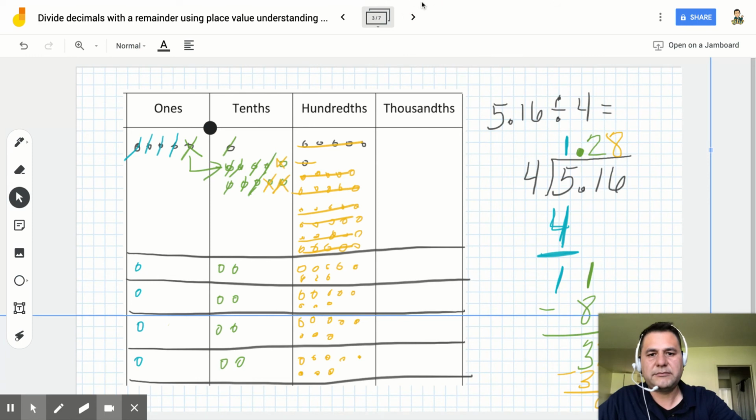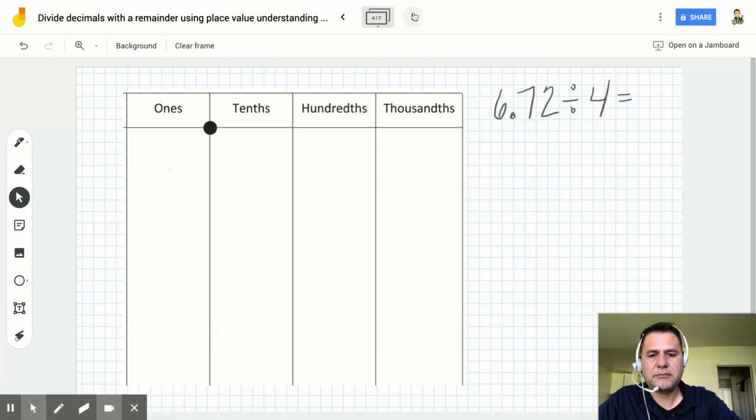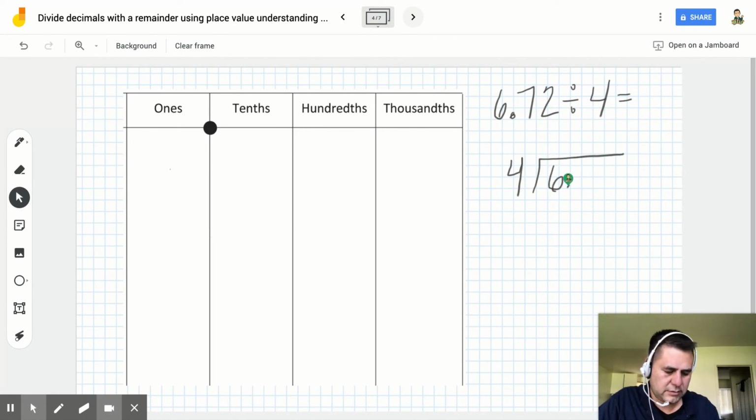Let's try another one. And this time we can stop using the drawing. Let's try to think through it as if we were doing it on the place value chart. Let's see. And we'll talk right through it. All right. What's the first thing I do? That's right. Divide the greatest value. That's the 6.